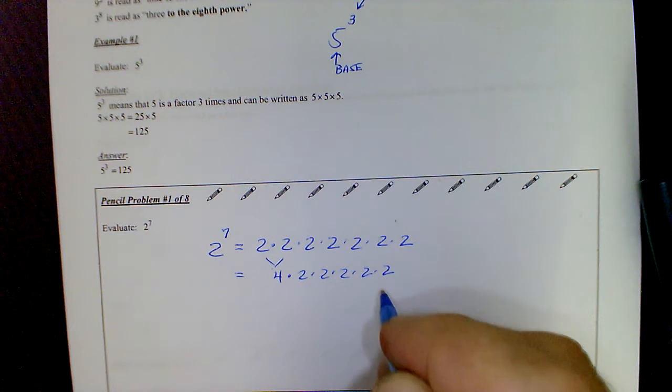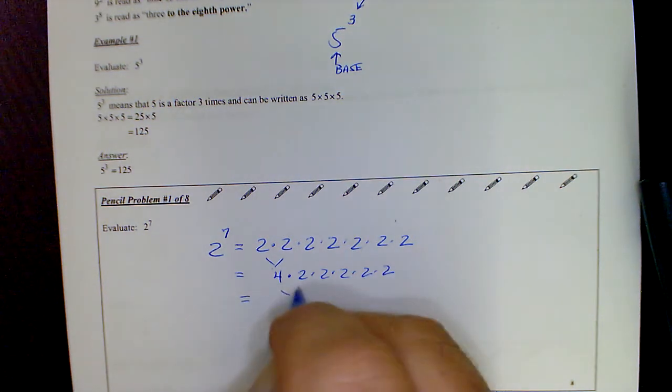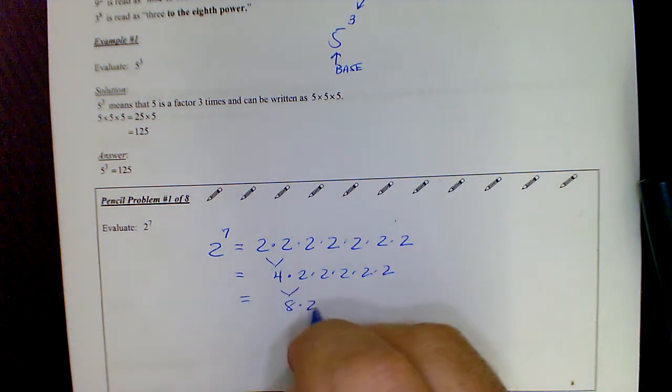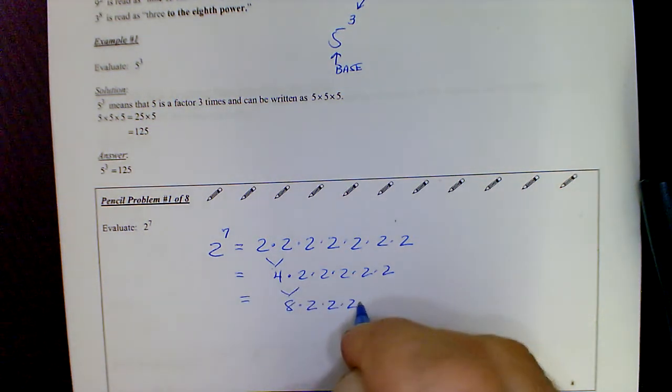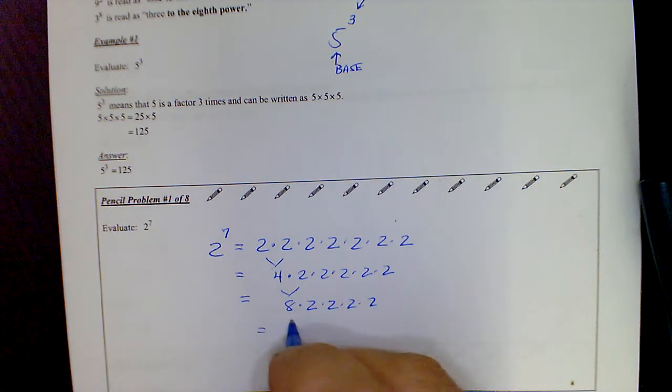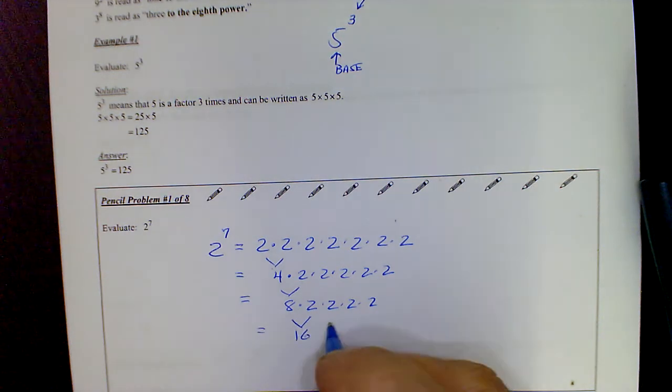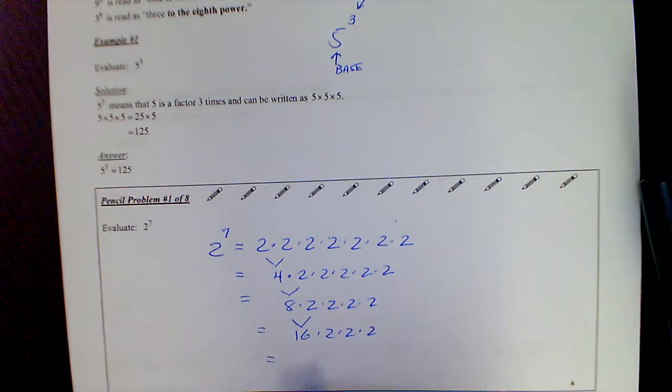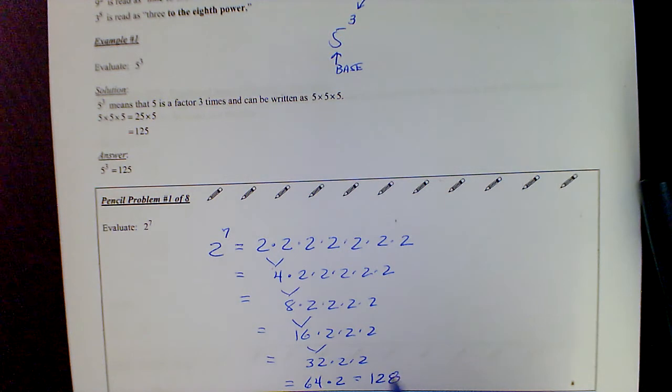There's 5 more. Take care of these, 8 times. Then there's 4 more. Just the long way, obviously. 16. And there's 3 more. 32. And 2 more. And then finally 64 times 2 is 128.